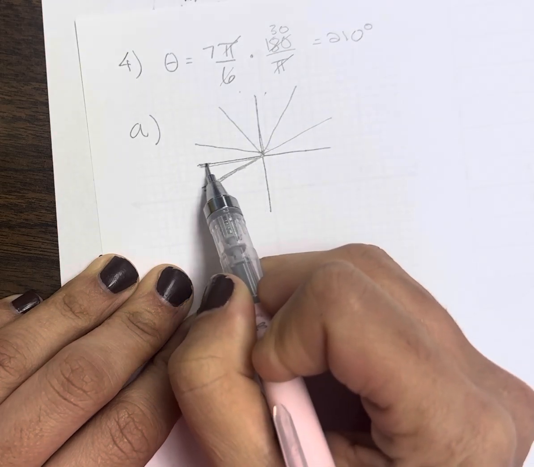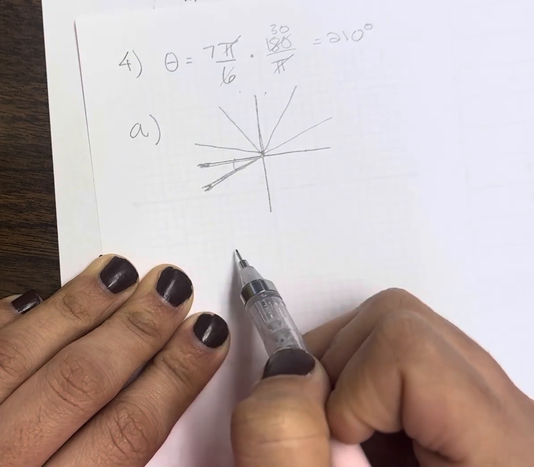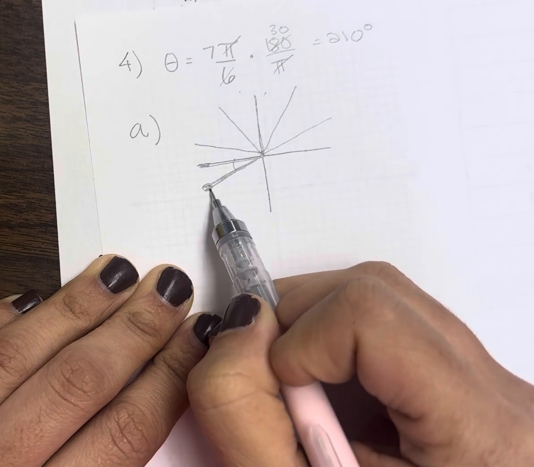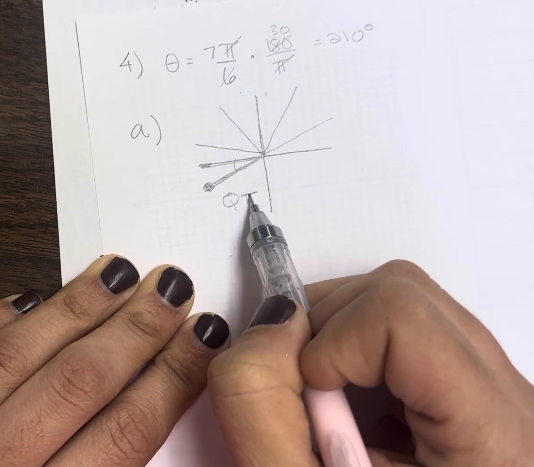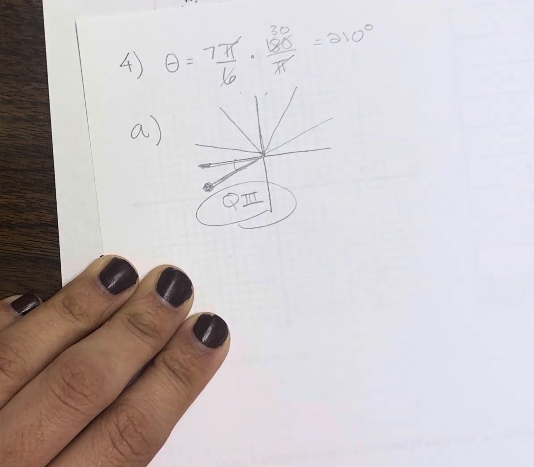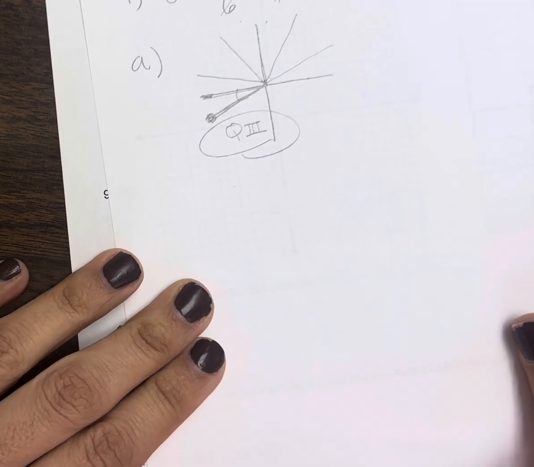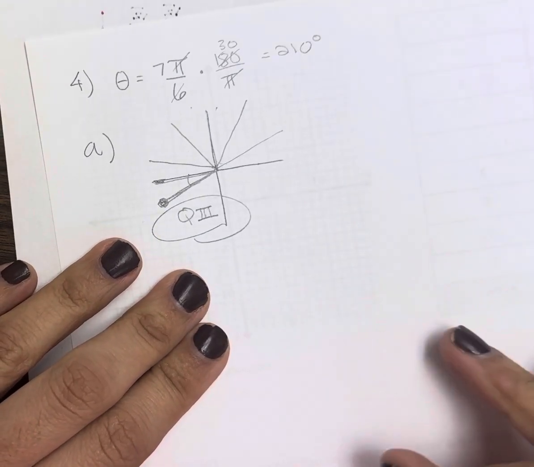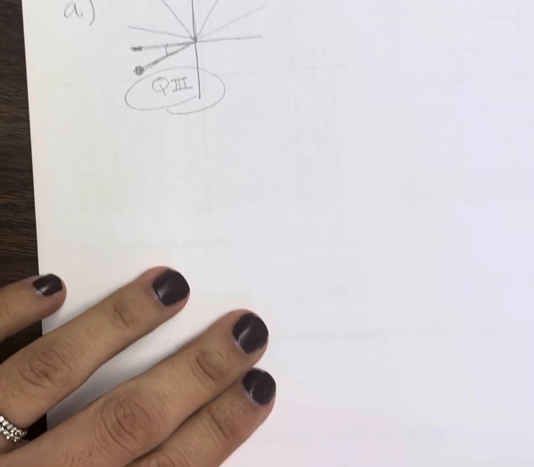210 degrees, here's 180, so I just need 30 more. And here it is. Either way, here we are in quadrant 3, okay? And that's the answer to part A. For part B, they want one positive and one negative coterminal angle.